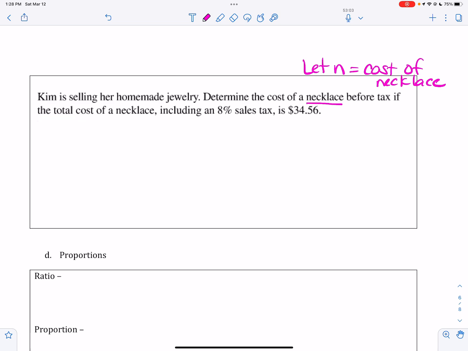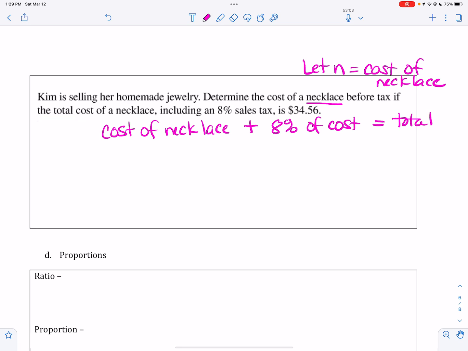So now I'm going to say, we know that the cost of the necklace plus 8%, which we're going to write as 0.08. And so actually, let's just write it out in words first. So let's go ahead and write 8% of the cost, and that equals the total price. Okay, so again, practice writing it out in words first.